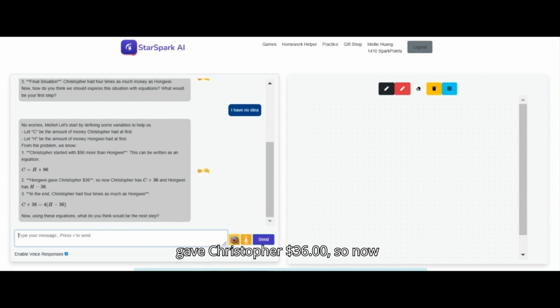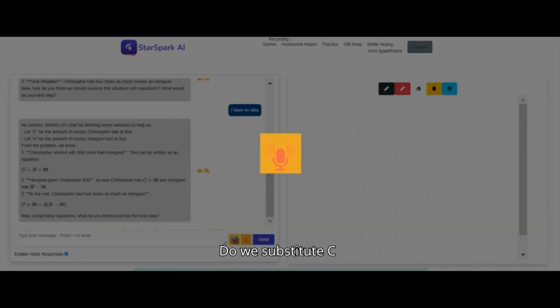2. Hong Wei gave Christopher $36, so now Christopher has C plus 36, and Hong Wei has H minus 36. 3. In the end, Christopher had four times as much as Hong Wei: C plus 36 equals 4 times (H minus 36). Now, using these equations, what do you think would be the next step? Do we substitute C to H plus 96?